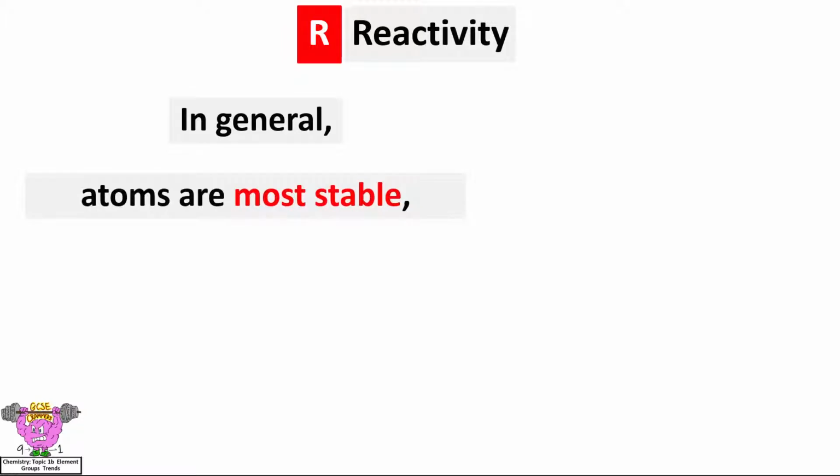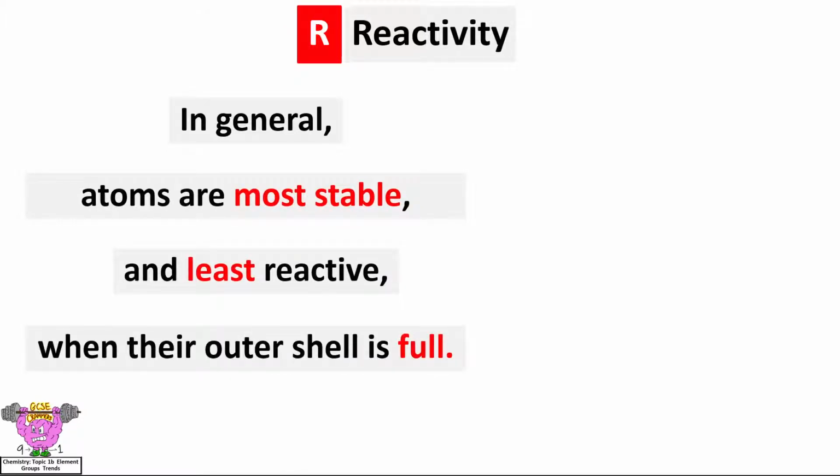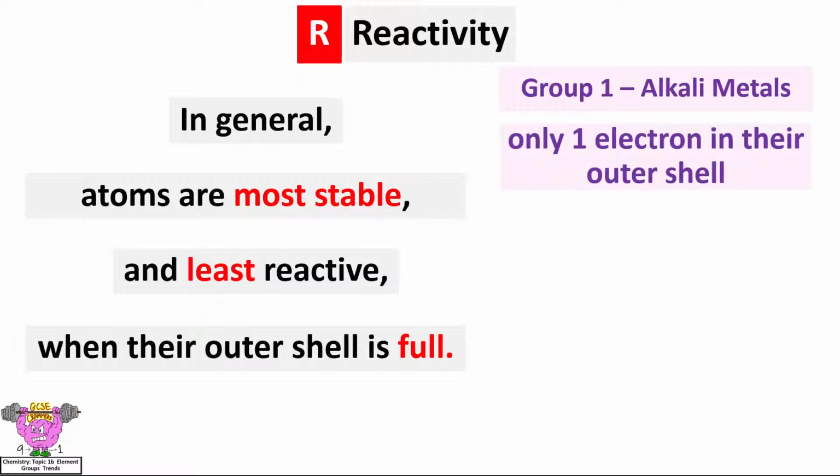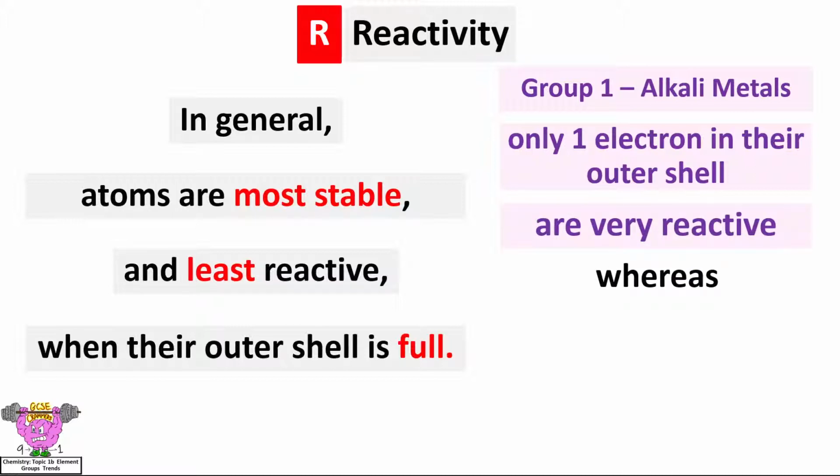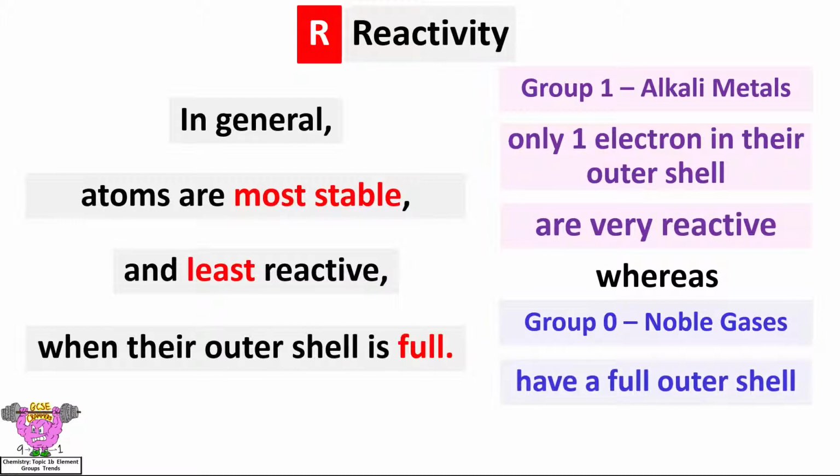Reactivity. In general, atoms are most stable and least reactive when their outer shell is full. For example, in Group 1 alkali metals, they have only one electron in their outer shell and are very reactive, whereas Group 0 noble gases have a full outer shell and are stable and inert, so they don't react.